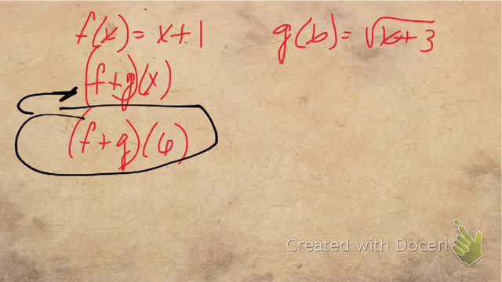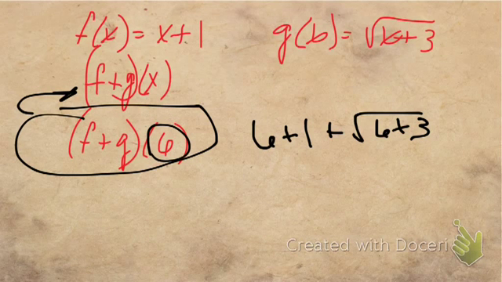Instead of just having x plus 1 plus the square root of x plus 3, we're going to have 6 plus 1 plus the square root of 6 plus 3. All we're doing is substituting that in for x. So whatever is in that parenthesis, you're going to substitute into the function. So we get 7 plus 3 equals 10. So when I combine those functions through addition, I'm going to get 10.